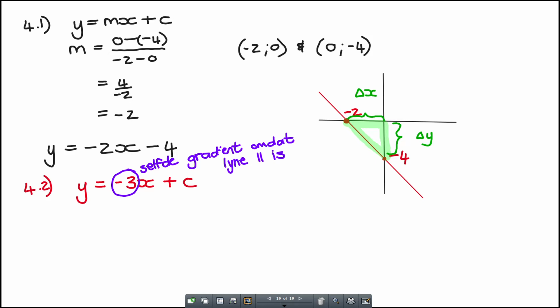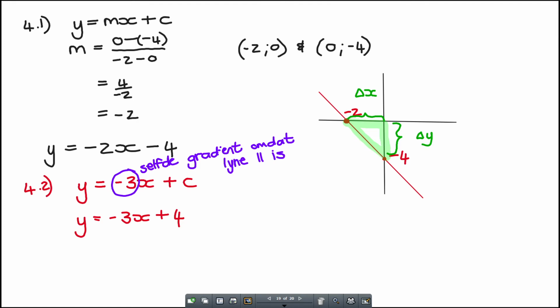Okay, so now what do we need? The plus c, en waar sny hy deur daai y-as? By positief 4. So y is gelyk aan minus 3x plus 4. Enige vrae? You guys good? Can I skip? Goed. By nummer 5, ja?